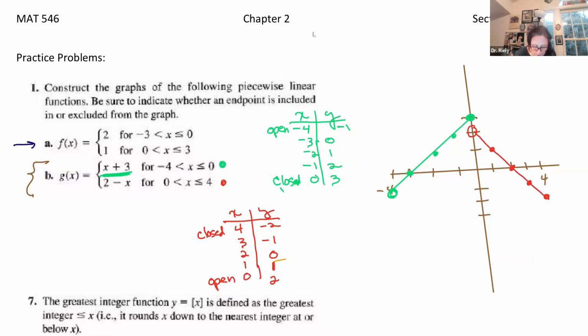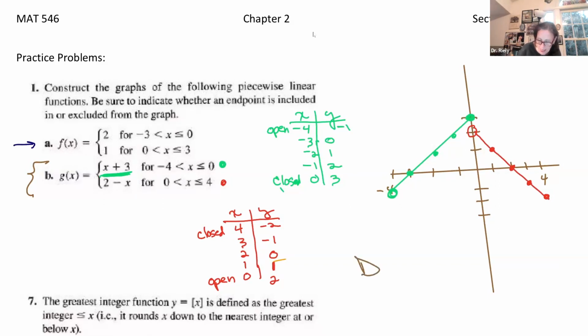Okay, so I'm stopping at both ends. It doesn't go forever and ever because that domain restriction is sandwiched. It's not one-sided, it's two-sided. So then I could talk about my domain and my range.